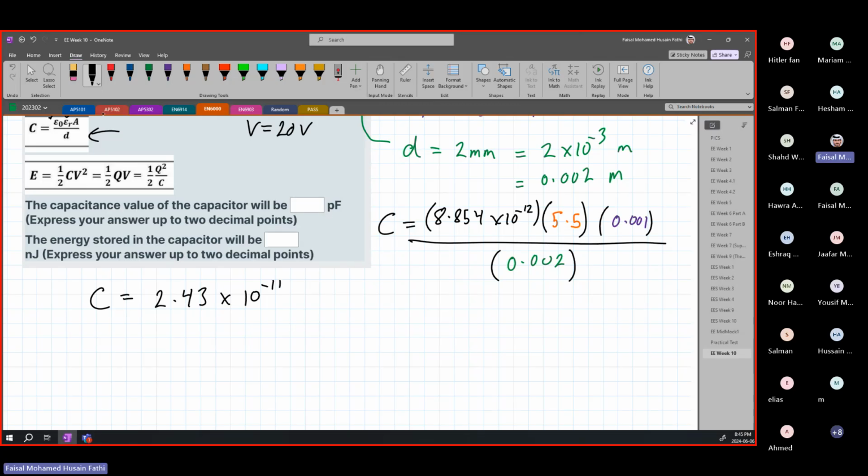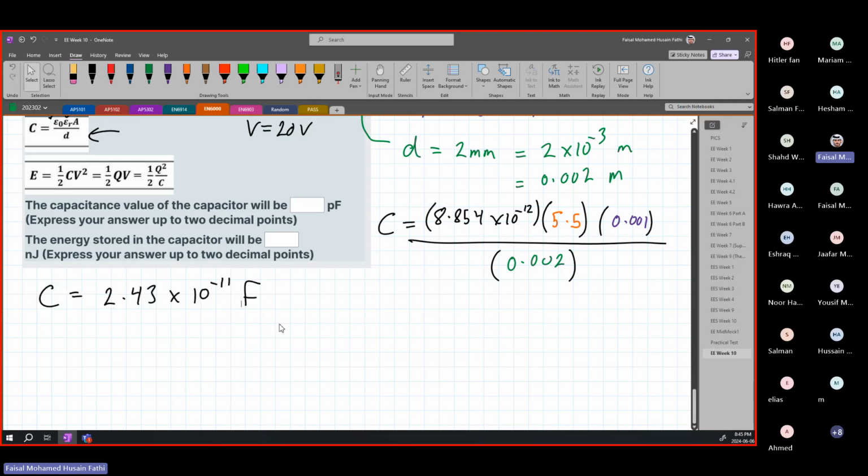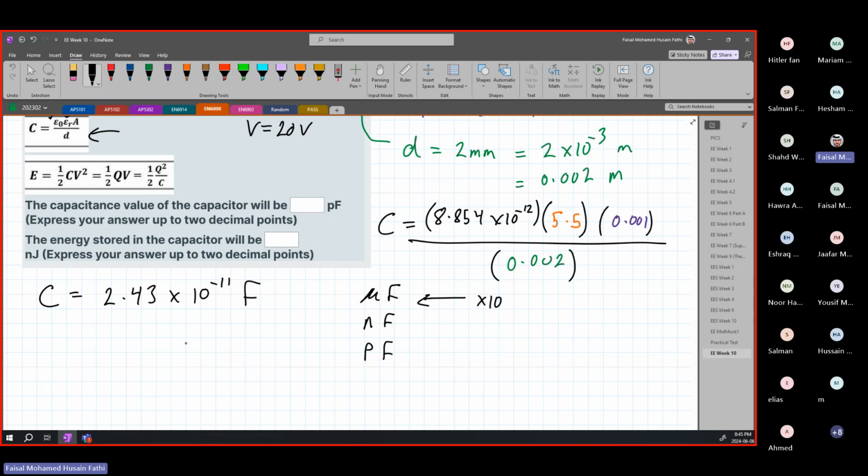Now, another thing you need to know when it comes to capacitors. The value of capacitance is always very low. So this is in farads, of course. Usually in reality, capacitors are either in microfarads or nanofarads or even picofarads. Remember that microfarads means times 10 to the power of minus 6 farads. Nanofarads is 10 to the power of minus 9 farads. And picofarads is 10 to the power minus 12 farads.